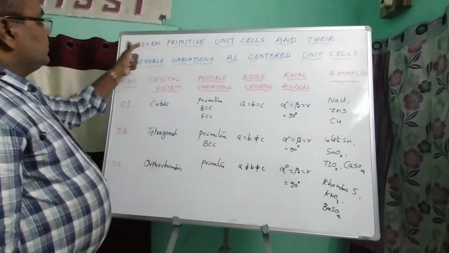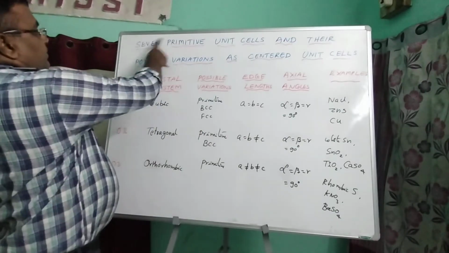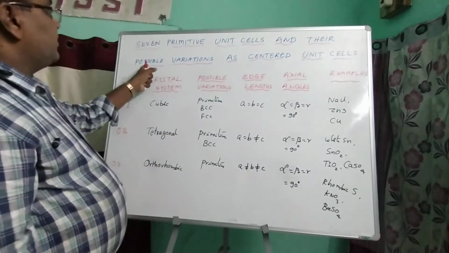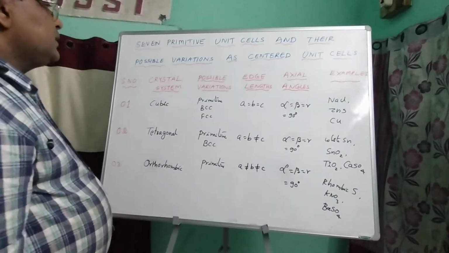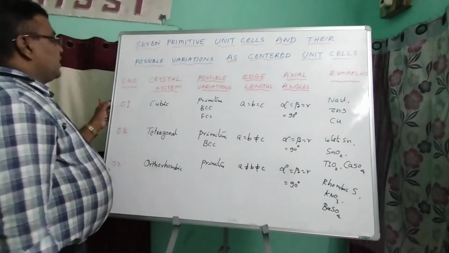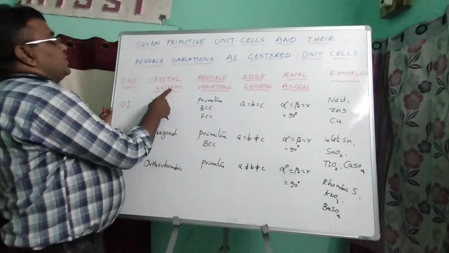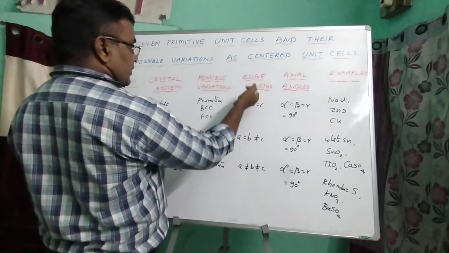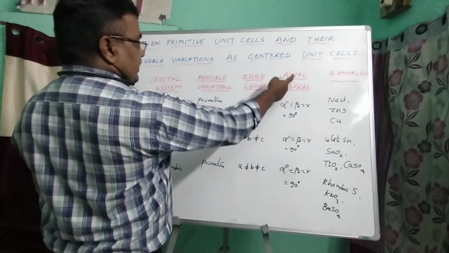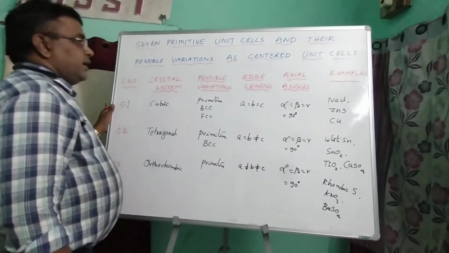So now, the 7 primitive unit cells and their possible variations as centered unit cells. Serial number 1, the first column is crystal system, the second is possible variation, the third is edge lengths, the fourth is axial angles, and the last is examples.